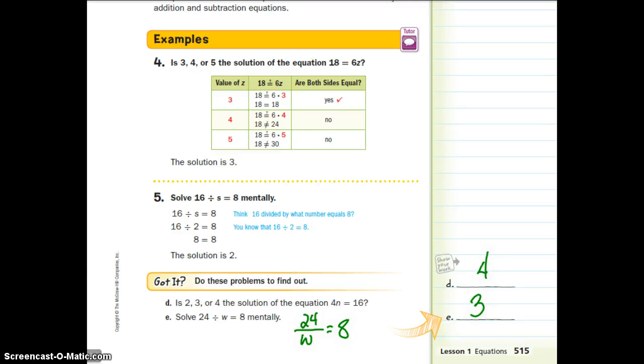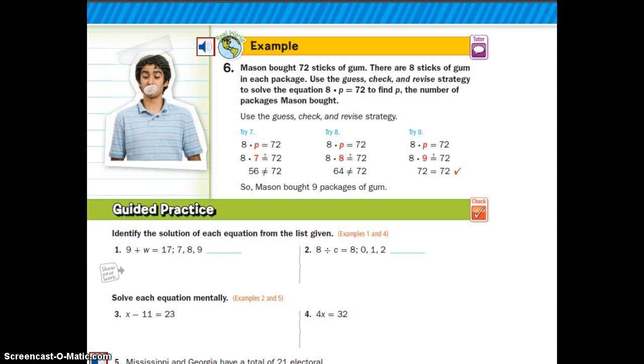Turn the page. Okay, so Mason bought 72 sticks of gum. There are 8 sticks of gum in each package. Use guess and check to figure out how many packages. Well, again, logic tells us if I look at the multiplication table under 8 and find 72, I'm going to find the number 9. So I know that there are 9 packs of gum with 8 sticks each for a total of 72 sticks of gum.